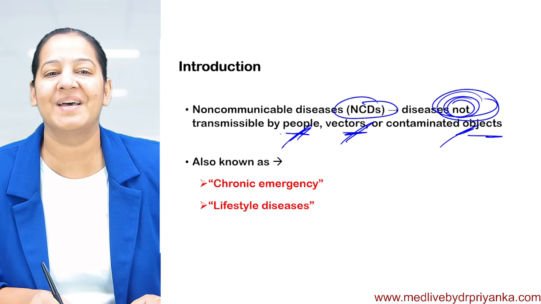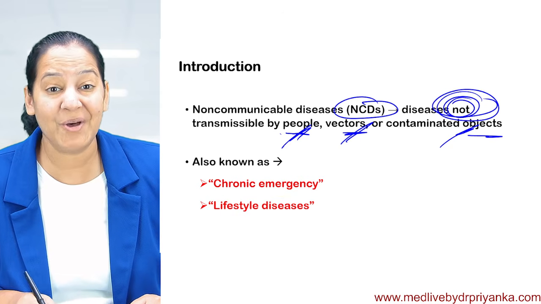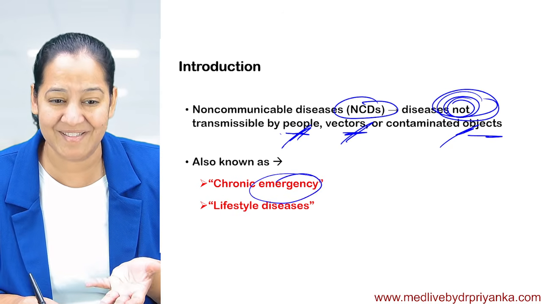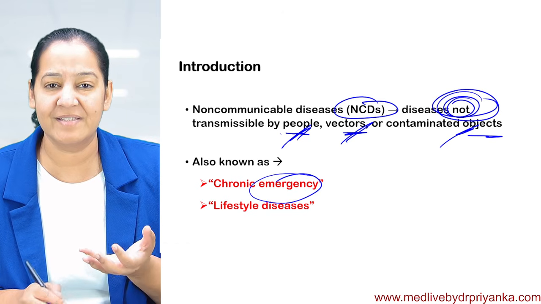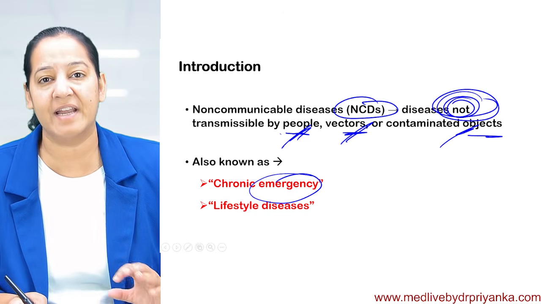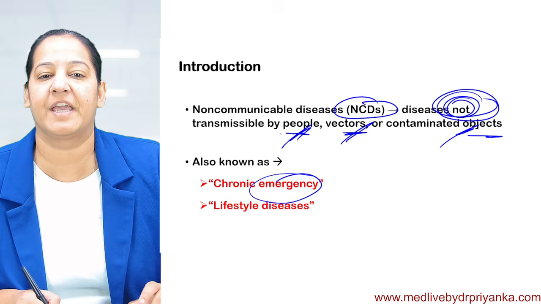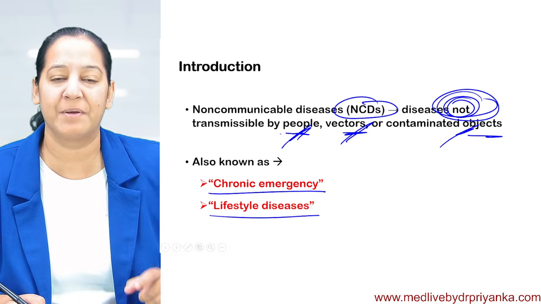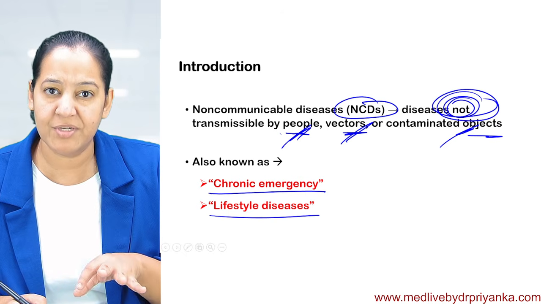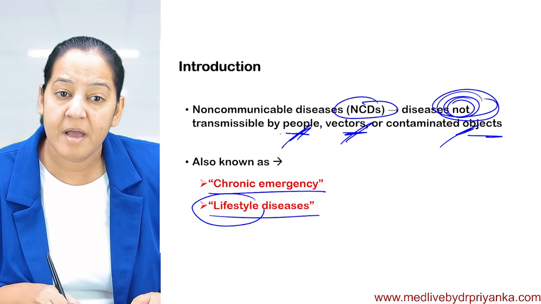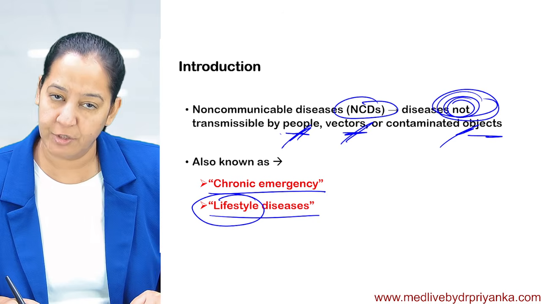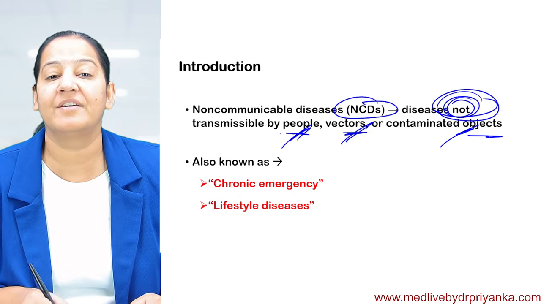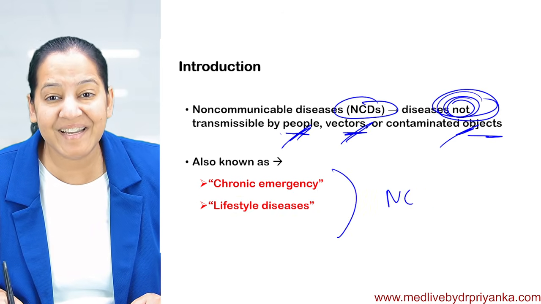They are also known as chronic emergencies. They are a sort of emergency. I will let you know why they are emergencies: because their incidence and prevalence is rising drastically nowadays, and they are replacing the communicable diseases. They are also known as lifestyle diseases, because in most of them, the pathogenesis, the culprit, the risk factor, is the modern lifestyle which humans are adopting. So learn their other name, non-communicable disease, NCDs.